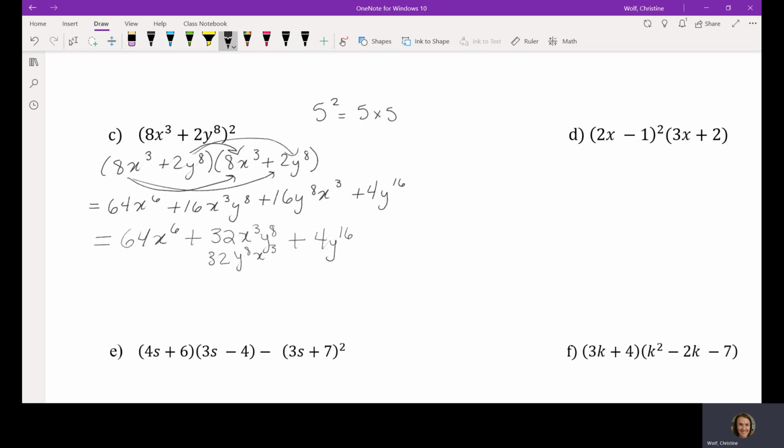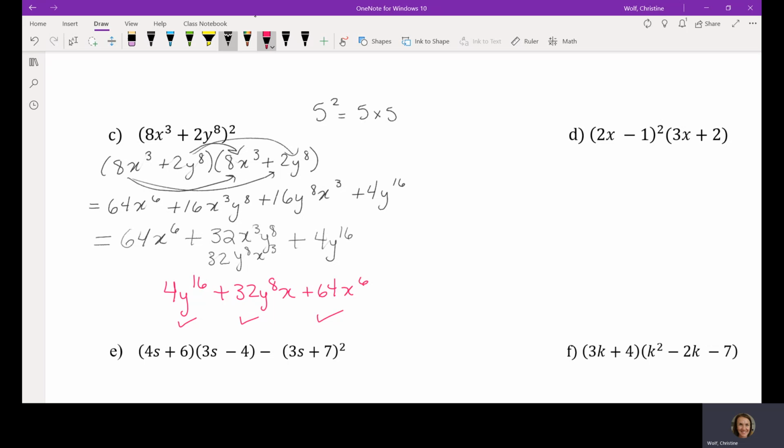I just want to let you know of something that in the textbook, sometimes they reorganize the terms. So for example, the textbook might write this with the 4y16 out front, and then they might put the 32 in the middle, and then they might put the 64 on the end. And that's okay. They're just ordering them from highest exponent to lowest exponent. That's called decreasing order. And so if you look at your textbook and it's totally rearranged, that's fine, as long as you see that you actually have the same 3 terms as they do, just in a different order, you're good to go.